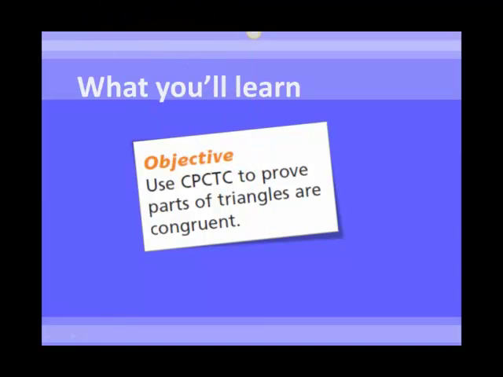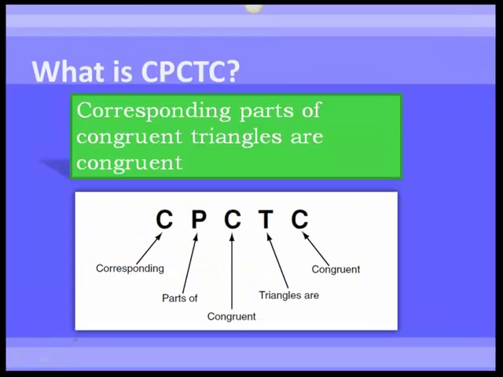So our objective in this lesson is not only to use what we learned with side-side-side, side-angle-side, angle-side-angle, angle-angle-side, and hypotenuse-leg, but also to use something new called CPCTC to prove that parts of a triangle are congruent. So we're not proving that the entire triangle is congruent. Now we're just proving that parts of the triangle are congruent to one another.